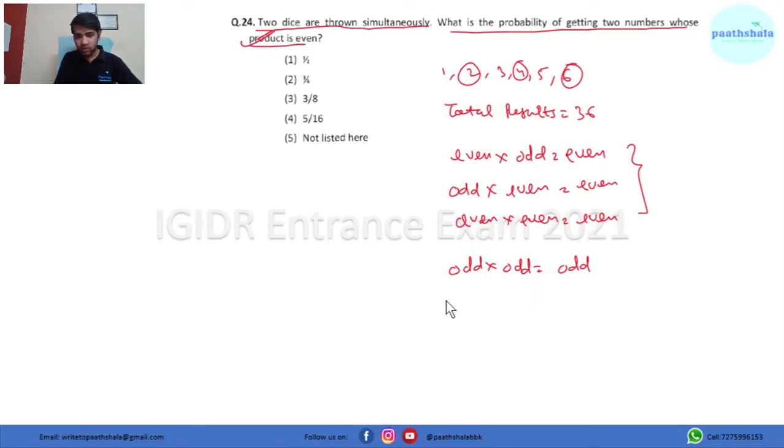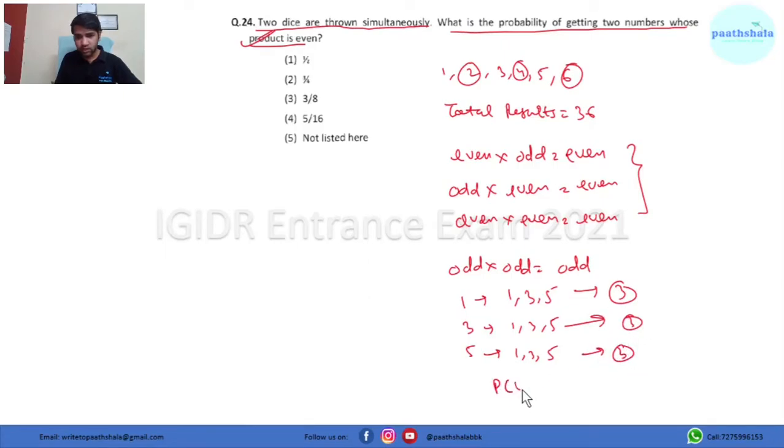In this, we have numbers which are odd, which are 1, 3 and 5. Correspondingly on the other die we can get 1, 3 and 5. Similarly here also 1, 3, 5. Similarly here also 1, 3, 5. So in each case we are getting three cases. Here also 3, here also 3. So the probability of getting a product as odd will be total favorable cases 9 divided by total cases 36. So this is 1 by 4.